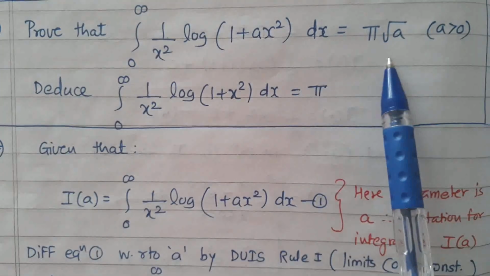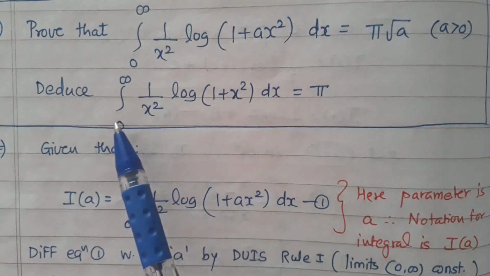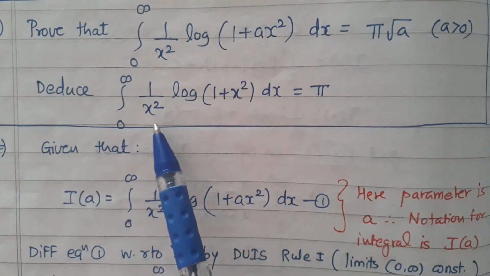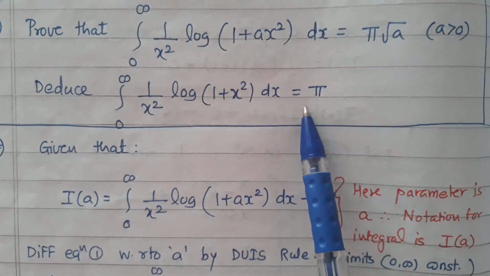is equal to pi root a for a greater than 0. Using this result, prove or deduce that the integral from 0 to infinity of 1 upon x square log of 1 plus x square dx is equal to pi.